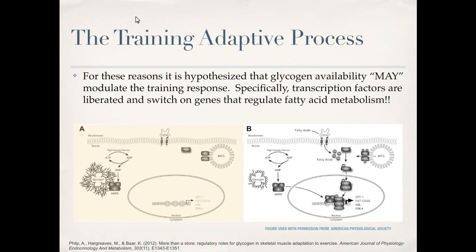Thus, AMPK cannot interact with the nucleus. In addition, there are low fatty acids inside of the cell and outside of the cell. However, in B, we see low glycogen, which liberates AMPK to bind and switch on genes that regulate fat metabolism. In addition, fatty acids are going to be liberated. Those actually can turn on and regulate genes as well, which regulate fat metabolism.